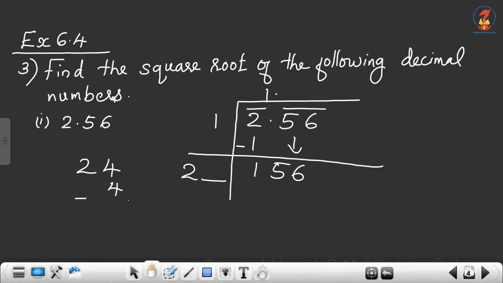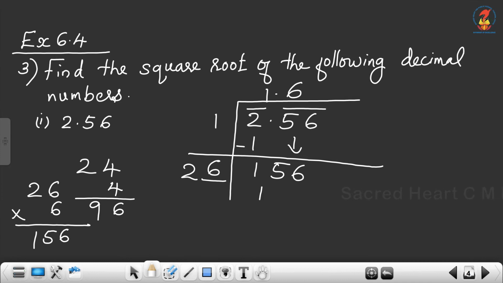If you take 4, 4 4s are 16. Then 2 4s are 8 plus 1, 9. Okay, so 4 is not possible. Now we can take another number, that is 6. 26 into 6, 6 6s are 36. Then carry over 3, 2 6s are 12 plus 3, 15. So 156. So we can write here 6. So 26 into 6, 156.